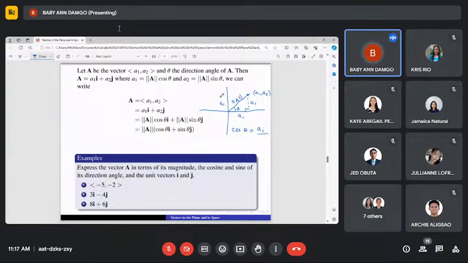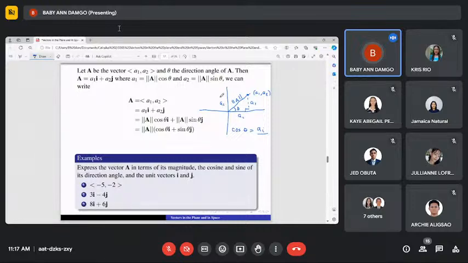Okay, so we can convert. From this, we're given a vector and then we convert it in terms of magnitude, cosine, and sine of its direction angle and the unit vectors i and j. So this is the formula: A is equal to the magnitude of A times cosine theta i plus sine theta j. So what we solve for is the magnitude of A, the cosine theta, and the sine theta.